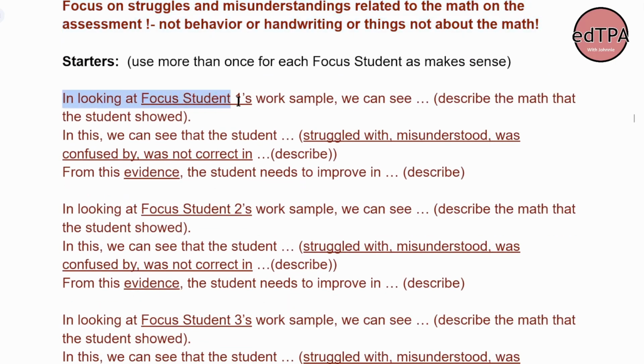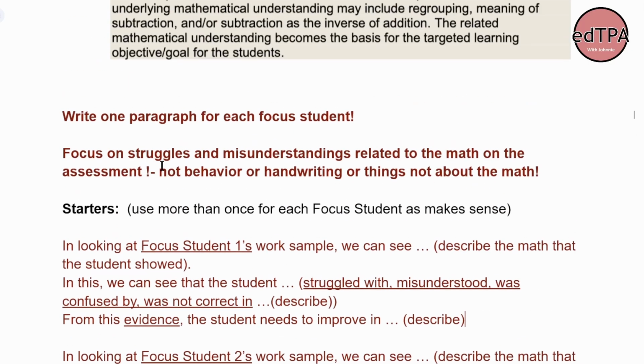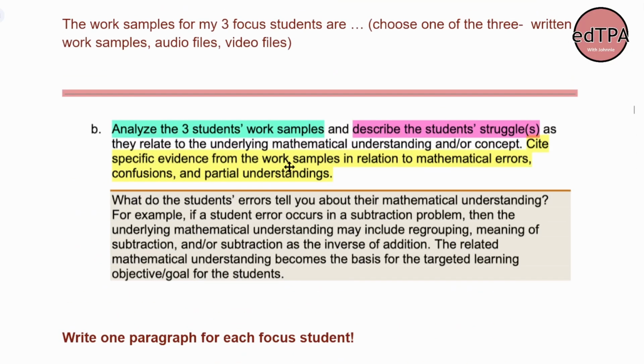In looking at Focus Student 1's work sample, we can see, describe the math that the student showed. In this, we can see that the student struggled with, misunderstood, was confused by, was not correct in, describe it. From this evidence, the student needs to improve in. Pretty straightforward. Go back over to the prompt. You're taking the student's work. Okay, you're working from the work sample. You're describing their struggle, and you're using specific evidence from the work sample.